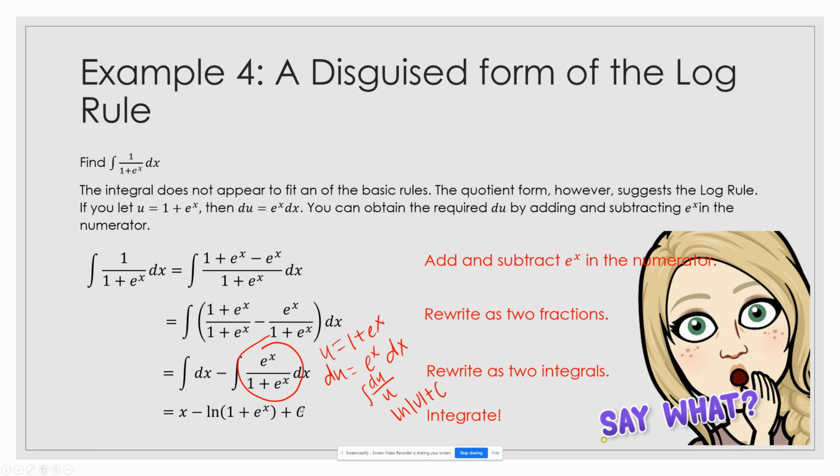So when we rewrote this, we were able to use just the simple log rule, and we love the log rule, but we did have to do some crazy manipulation up here ahead of time. And as long as you're adding or subtracting 0, you're allowed to do that, just like we're allowed to multiply or divide by 1.